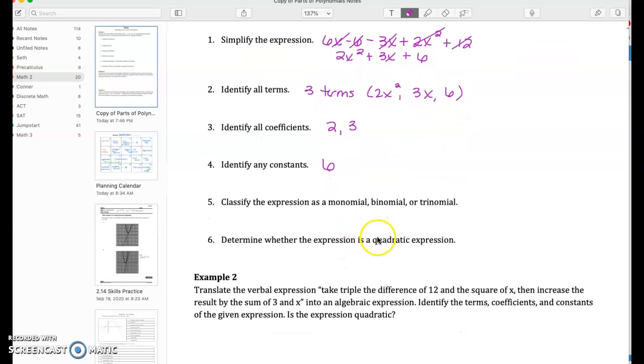And then we classify by the number of terms. So monomial means 1 term, binomial is 2 terms, trinomial is 3 terms. And because this has 3 terms, it was classified as a trinomial. And because the highest exponent in the simplified expression on the x is a 2, then yes, this is a quadratic expression. So that's our definition for quadratic. It's a polynomial with a degree of 2.